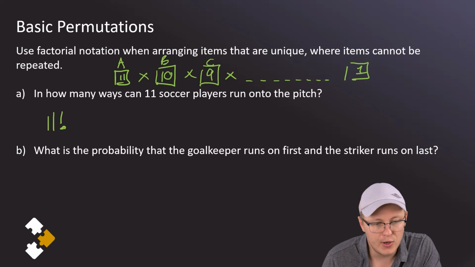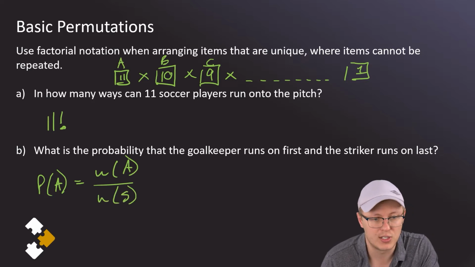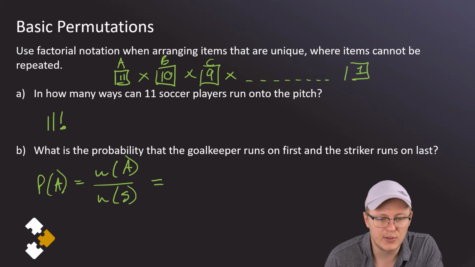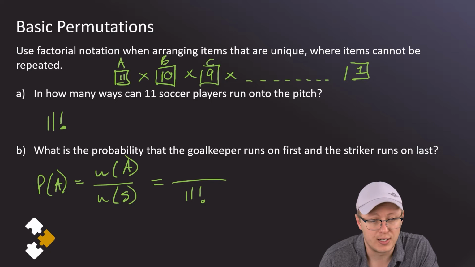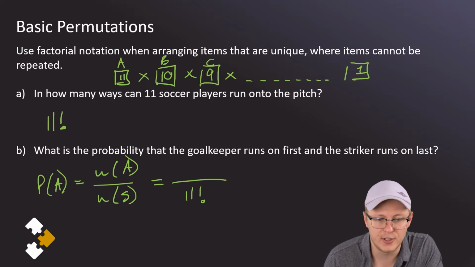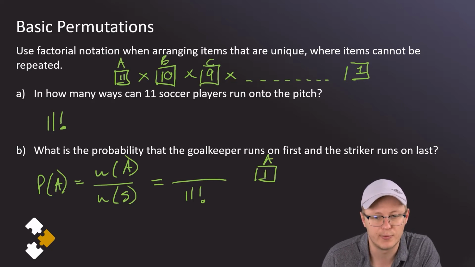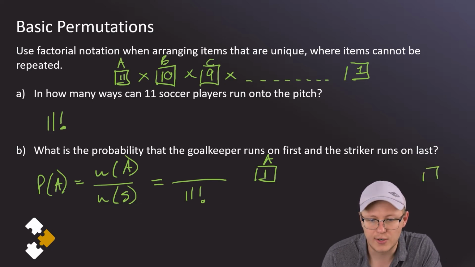Okay. So we know that the probability of this event is equal to the number of ways in which it can happen divided by the total number of outcomes, right? Now here the total number of outcomes is going to be 11 factorial because that's the total number of ways the 11 people can run onto the pitch. Then to figure out the probability that the goalkeeper runs on first, well, that means that this first spot is taken. Right? So now A can only happen in one way, right?